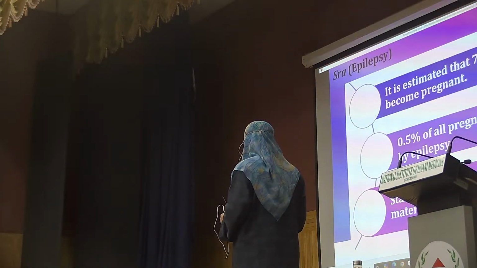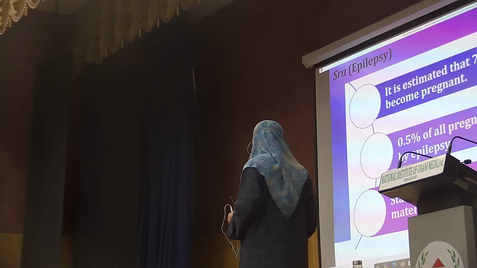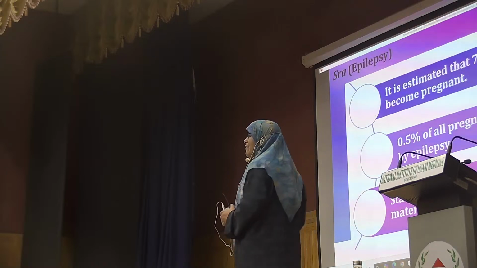Then we know that epilepsy, it is estimated that 7% of epileptic patients become pregnant, in which 0.5% of pregnant women are complicated by epilepsy, and status epilepticus is associated with high maternal as well as fetal mortality.